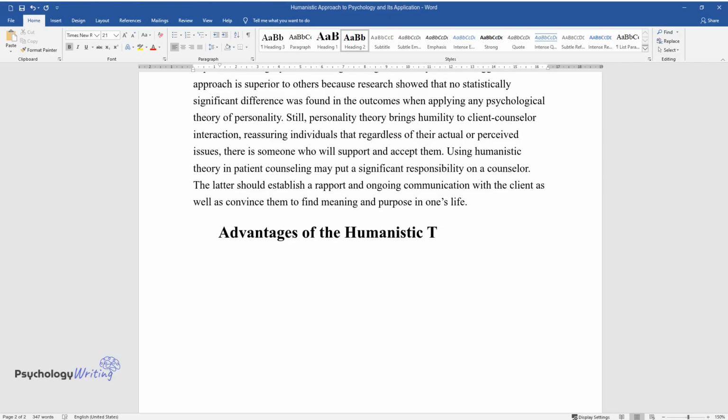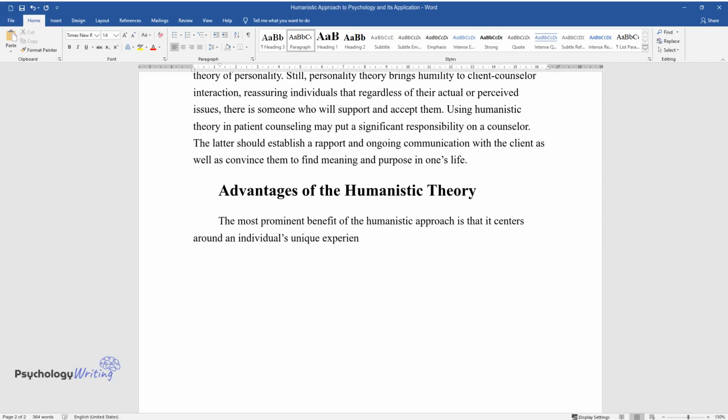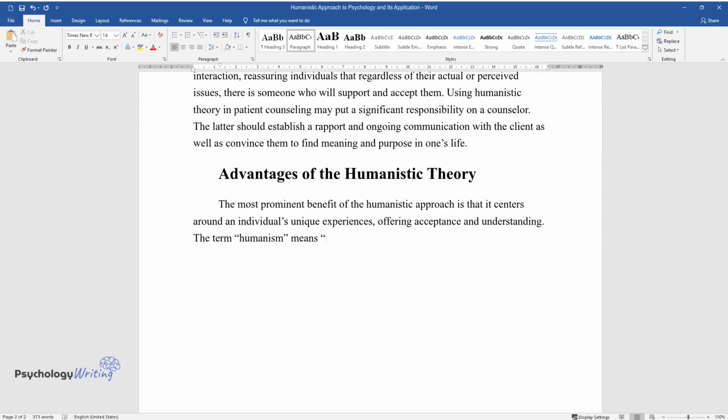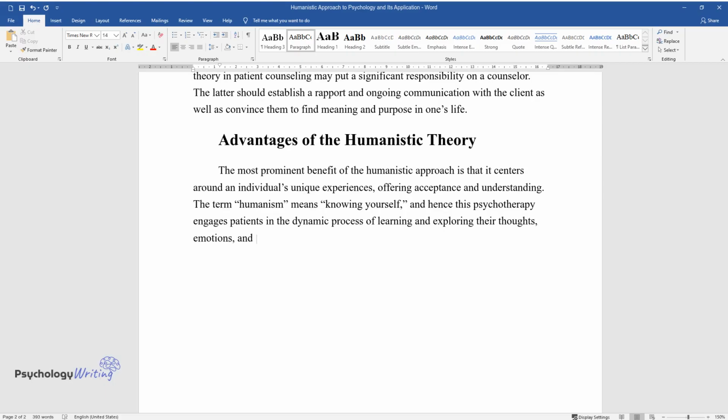Advantages of the humanistic theory. The most prominent benefit of the humanistic approach is that it centers around an individual's unique experiences, offering acceptance and understanding. The term humanism means knowing yourself, and hence this psychotherapy engages patients in the dynamic process of learning and exploring their thoughts, emotions, and experiences.